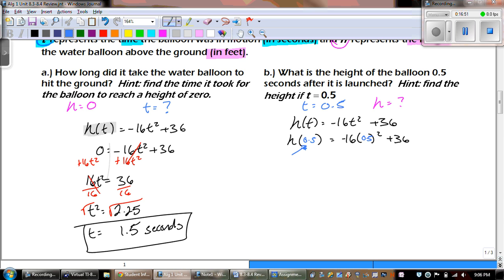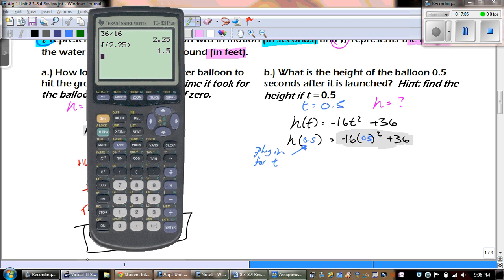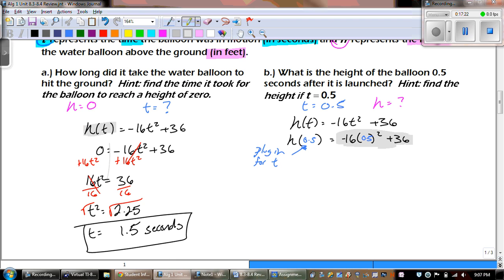Now, this part we do not plug into the calculator. Inside the parentheses is what we're plugging in for our variable, t. In your calculator, you would just put this part: negative 16 times 0.5 squared plus 36. When you plug that into your calculator, you get 32. So in this problem, when we plug in 0.5, our height is 32 feet.